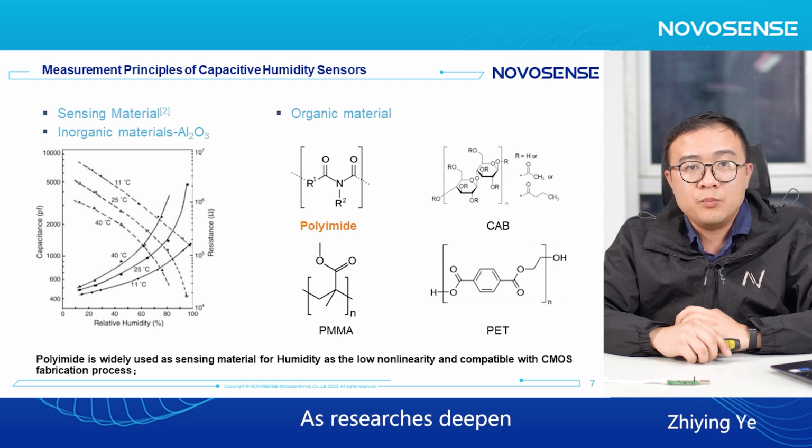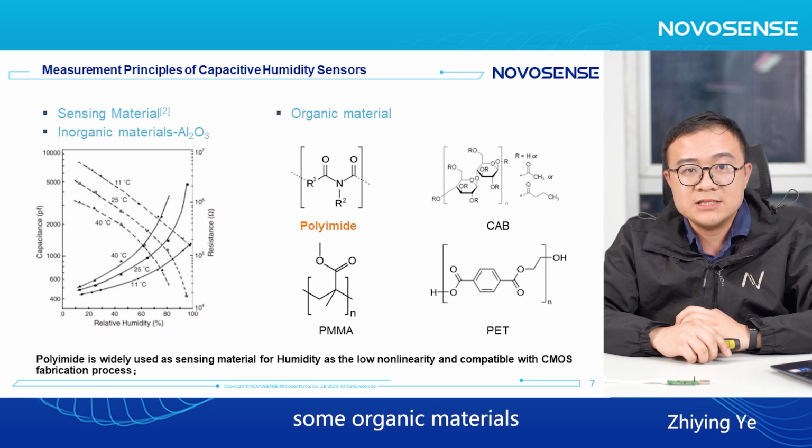As researchers deepen, attempts were made to use some organic materials such as polyimide and butyl acetate as sensing material. Polyimide is now widely used in temperature and humidity sensors. The reason is that in the CMOS technology, polyimide is a common material. Moreover, its linearity compared with other organic materials has a significant improvement.